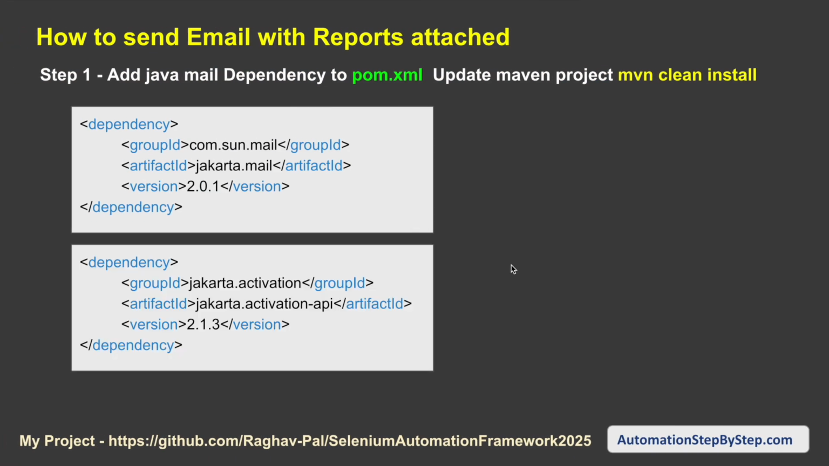Now we also have another one, the Java Activation API, or the Jakarta Activation API. This is optional, so you can skip it for now. We will check in case we have any issues, and if we need this particular library, we will add it. But for now, let us not use it. We want to keep our libraries very light, and only add the ones we need. So this is what we have done as step number one: we have added the required Maven library for sending reports with email.